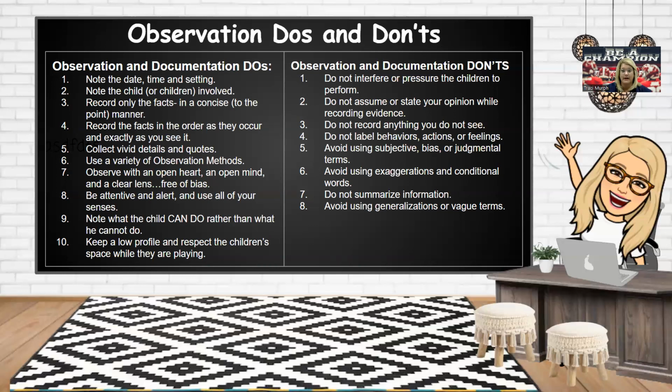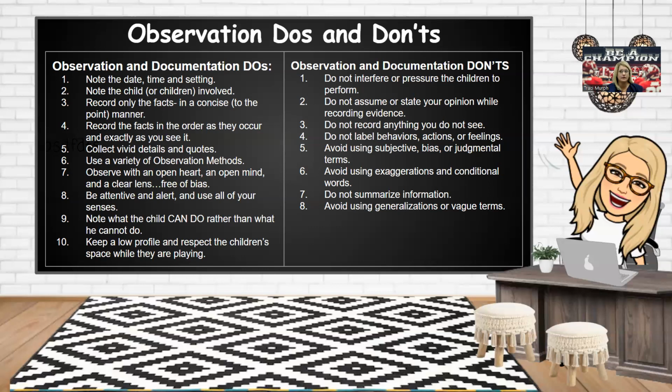Use a variety of observation methods. Be attentive and alert. Make sure you're using all of your senses as you're observing. And know what the child can do rather than what they cannot do. That's very important. And also keep a low profile and respect their space while they're playing, because if you're right up in their business, especially if you're trying to do a really good observation, sometimes you will interfere with what would be normal for the child. Okay, so don't interfere, don't pressure them, and don't prompt them.